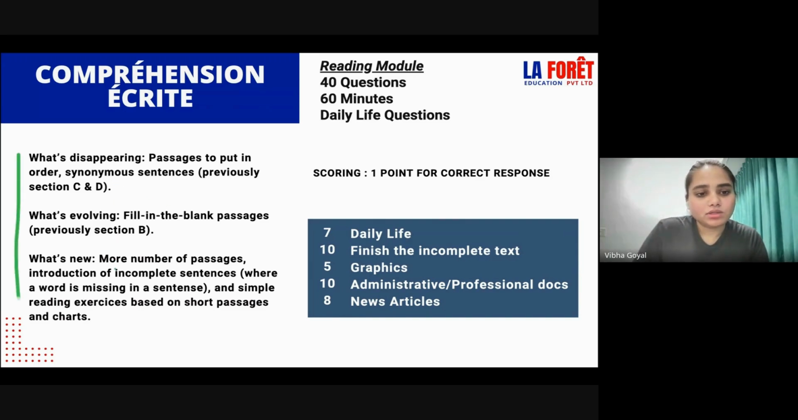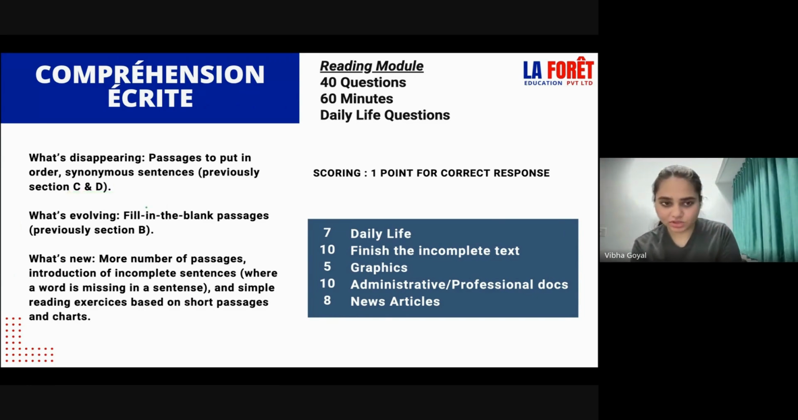Looking at what is disappearing, what is changing. Okay, section C and D is now removed. So no section C and D. But we have more fill in the blank passages. This one, incomplete text. More number of passages we have, meaning the passages could be short or long. Then fill in the blanks and reading exercises.